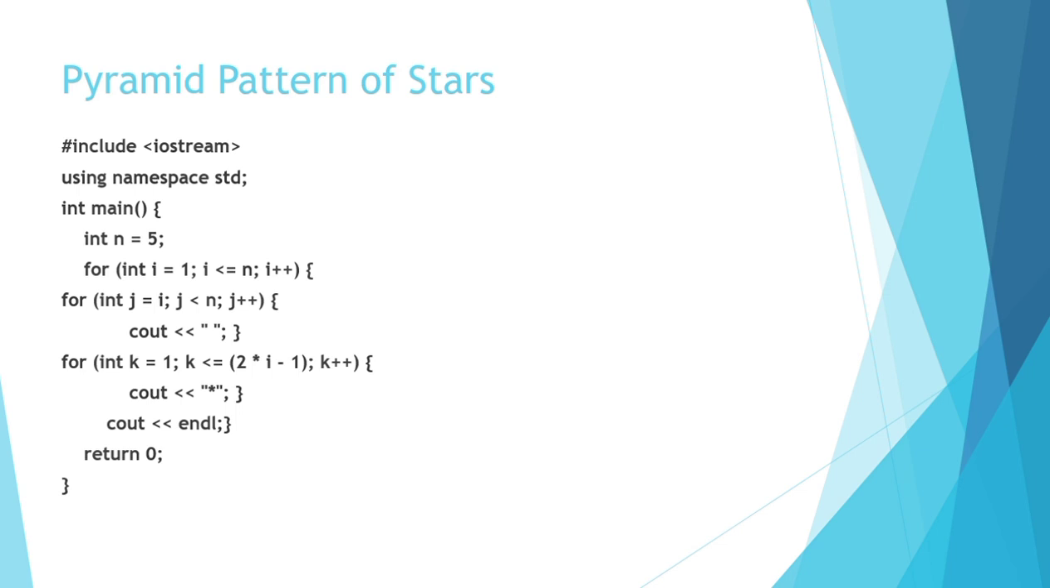First inner loop, spaces. j runs from 3 to 4, i equals 3, n equals 5, so 2 spaces are printed. Second inner loop, stars. k runs from 1 to 5, 2 times 3 minus 1, so 5 stars are printed. Outer loop, i determines the row. First inner loop, j decreases the number of spaces as rows increase. Second inner loop, k increases the number of stars in an odd sequence 1, 3, 5, and so on.